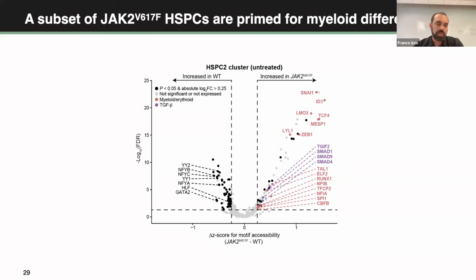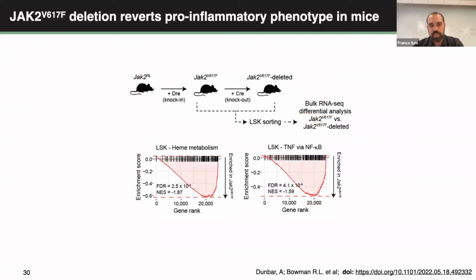In addition, we observed a few transcription factors that function in TGF-beta signaling. So not only reinforcing the intrinsic pro-inflammatory signature that we saw before in the HSPC1 cluster, but also highlighting that it's a cell type specific phenotype that can be identified through this approach. As an orthogonal validation, we also leveraged a very elegant mouse model developed by Andy Dunbar and Robert Bowman from the Levine lab that allows for a sequential knock-in and knockout of JAK2 V617F. As these demonstrate that the pro-inflammatory phenotype is dependent on the constitutively active form of JAK2.